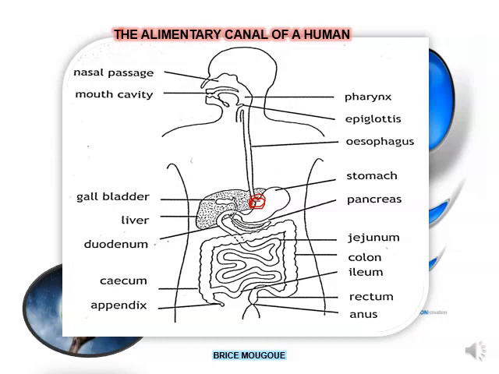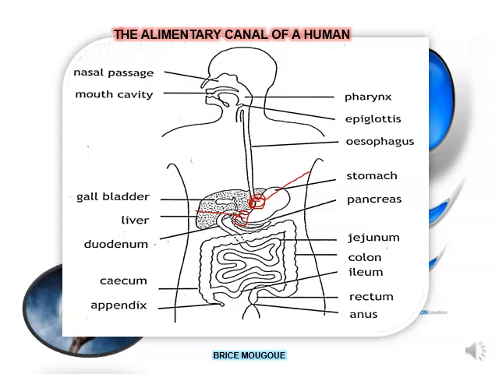The same set of ring muscles occurs also at the other exit point of the stomach, going to the small intestine. We call that muscle the pyloric sphincter muscle. So we have two sphincter muscles here. We have the cardiac because it's closer to the heart, and we have the pyloric sphincter muscle because it's closer to the small intestine.